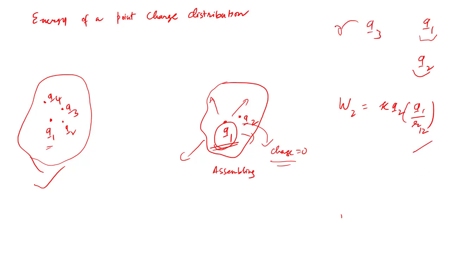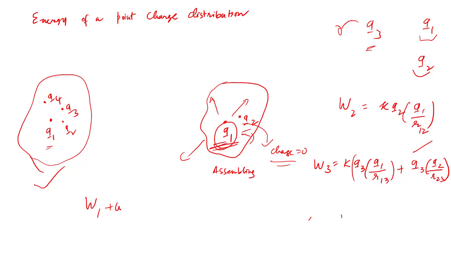Now if you want to bring in more charges, let's say you want to bring in Q3, now Q3 will see the potential of both Q1 and Q2. So the work done for 3 would be K times Q3 Q1 by R13 plus Q3 Q2 by R23. And we did this in the last lecture, and then we were expanding this so we can come up with a generalized term. We add up all these works, work 1 plus work 2 plus work 3, all the way up to work n, if we are assembling n point charges.